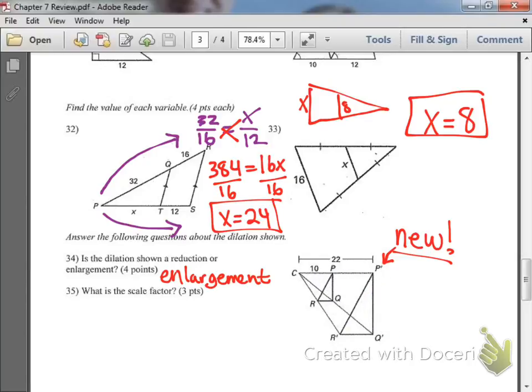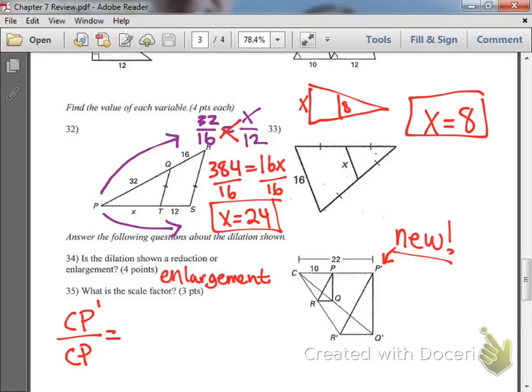Now, the scale factor is kind of tricky. You need to make sure you have CP prime over CP. We want the new one on top. If you're like, there's no way I'm ever going to remember that, look back to the first page, number 7. Everyone flip back to their definitions real quick. It gives you the definition. It says the ratio of CP prime over CP. So if you're like, I just can't remember which one comes first, look back at the clues that are there for you in your test. It tells you which one goes first. It tells you that CP prime has to go first.